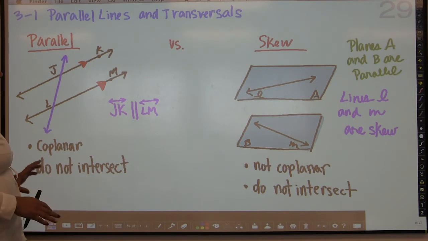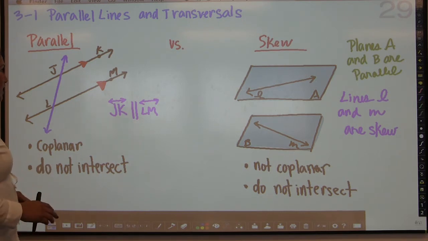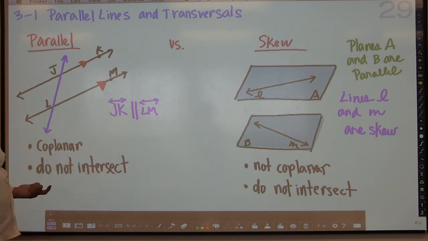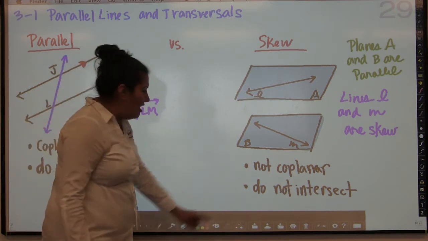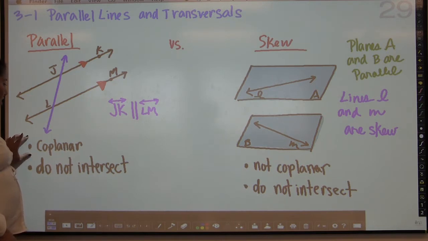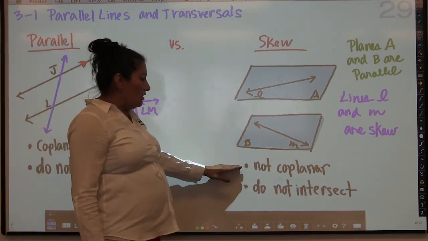And believe it or not, parallel and skew have the same or somewhat the same definition. You'll notice that when I have my bullets here, both parallel and skew share the characteristic that the lines do not intersect. The difference between parallel lines and skew lines is that parallel lines are coplanar. That means same plane. Skew lines are not coplanar.